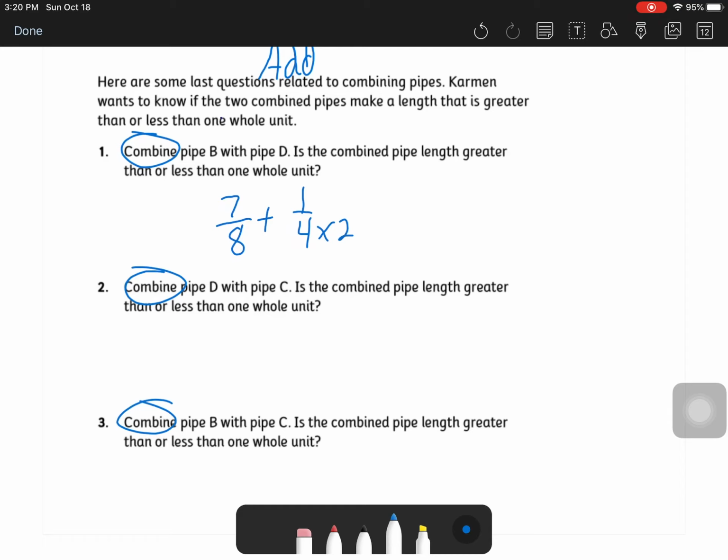For that one, we are going to multiply by 2, and we're going to get 7/8 plus 2/8, and that's going to equal 9/8.